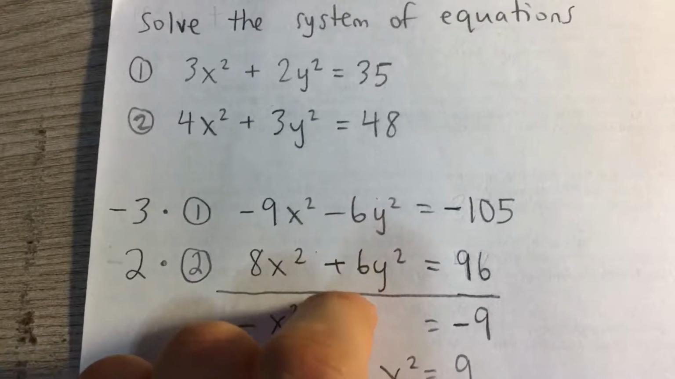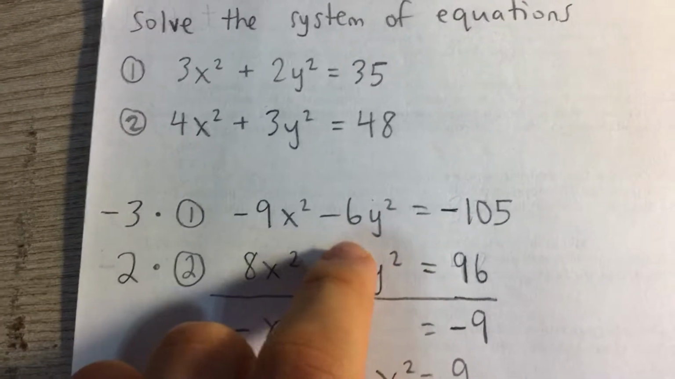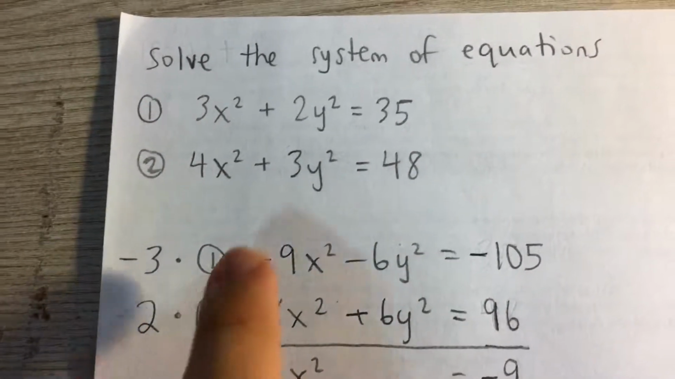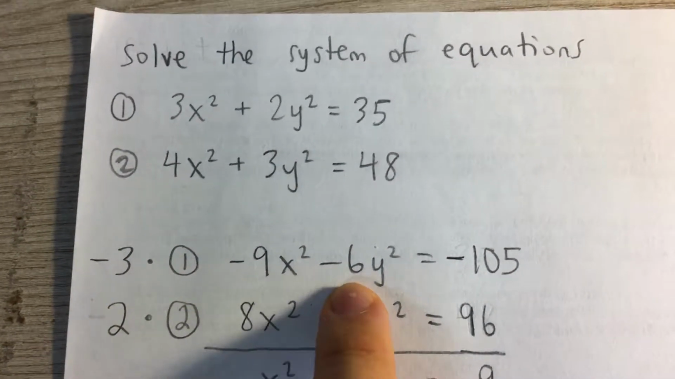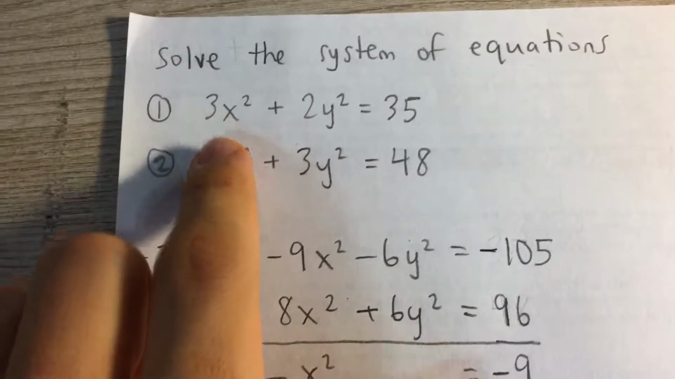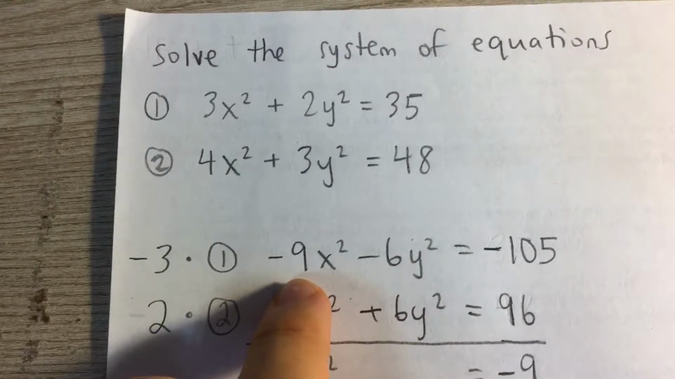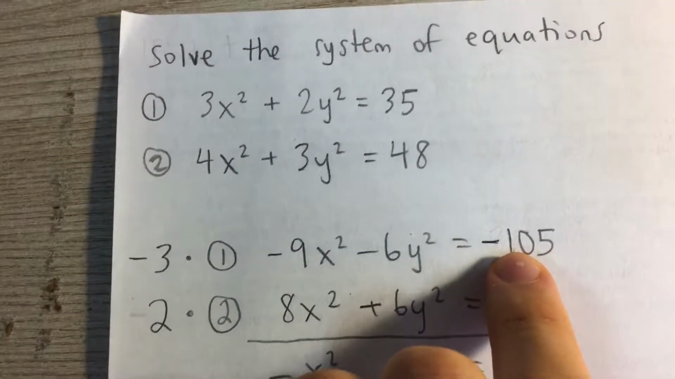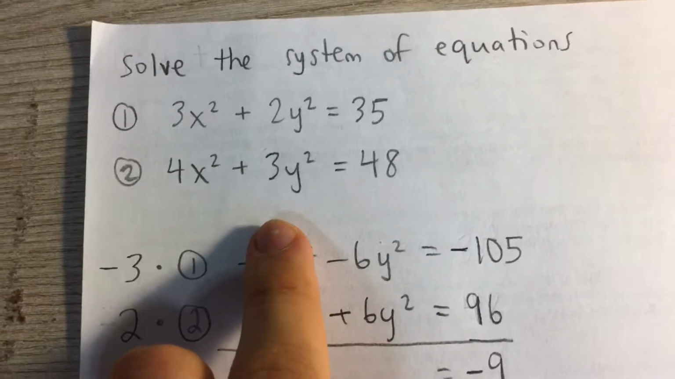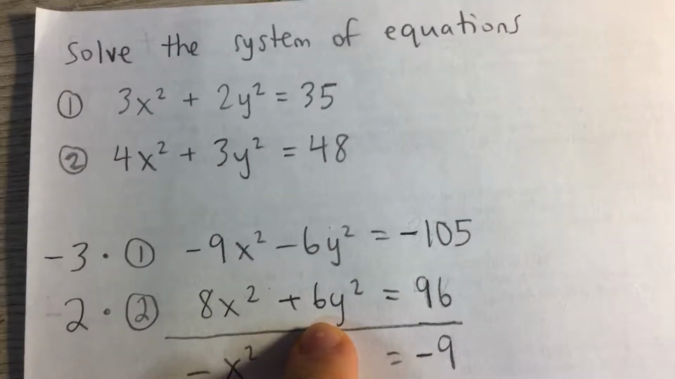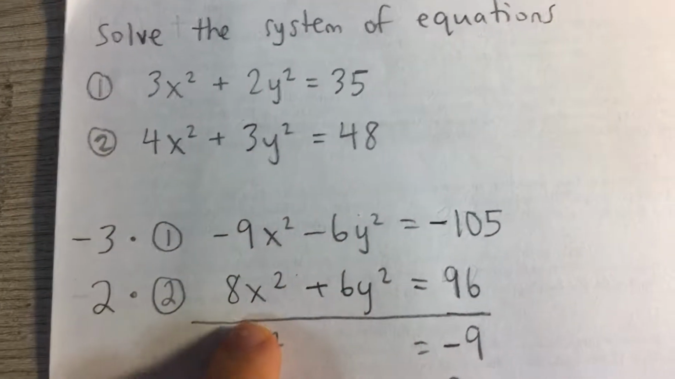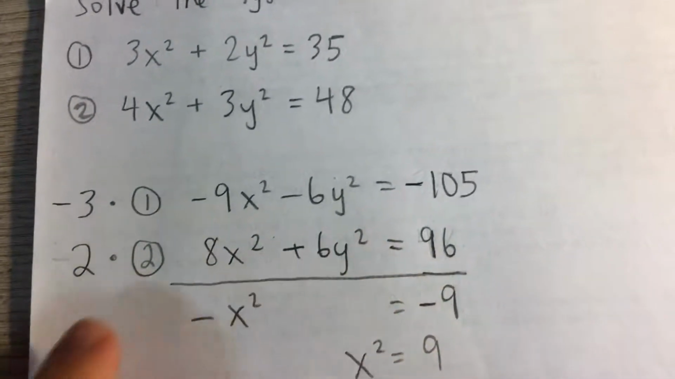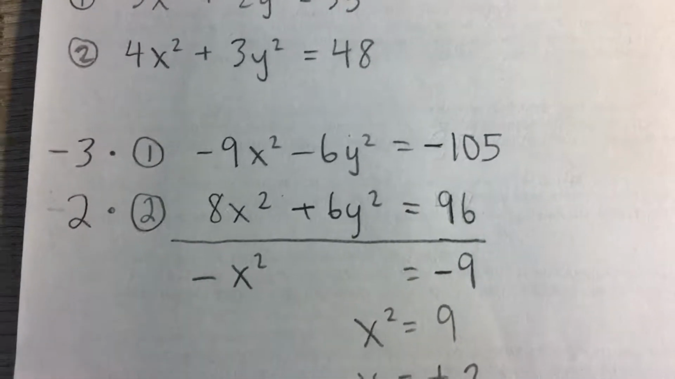So I want to create something where I have y squared and a negative y squared that are equal, so they'll cancel out. And so I multiplied the first equation by negative 3, so it becomes negative 9x squared minus 6y squared, and 35 times negative 3 is negative 105. The second equation I multiplied by 2, so I get positive 6y squared, and I'll also get 8x squared and 96.